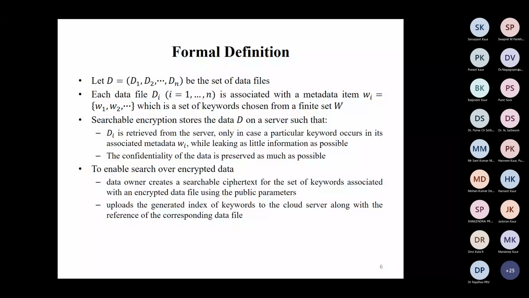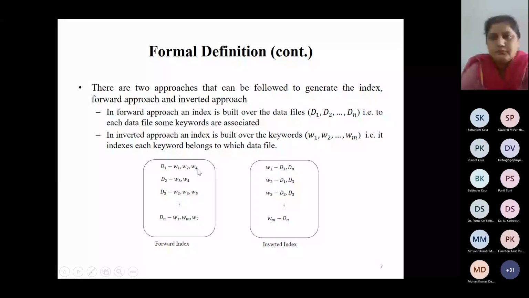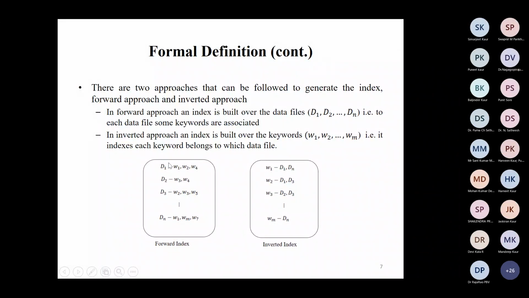This searchable ciphertext is also called the index. Usually two kinds of approaches are followed to generate the index. The first one is the straightforward approach, which we call the forward index, in which the index is built over the data files. For each data file, we have a set of keywords associated. Everything is encrypted, the data file as well as the keywords. To encrypt the data file, we usually use symmetric key encryption because it is fast. But to encrypt keywords, because we want to make them searchable in a multi-user scenario, we generally use a public key encryption scheme.